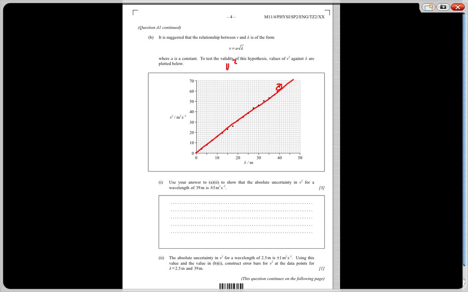Now we have got V squared is equal to A squared lambda. So this A squared is the slope of this graph, is equal to the slope for this graph over here. So in doing this, let me just try to redraw this line a little bit more accurately. I think it will go sort of like through there. Something like that. Now, when you're finding the slope from a graph, you always try and use as much of the line as possible. So I'm going to use the full amount here. I'm going to go all the way there, like that, and all the way across, like that.